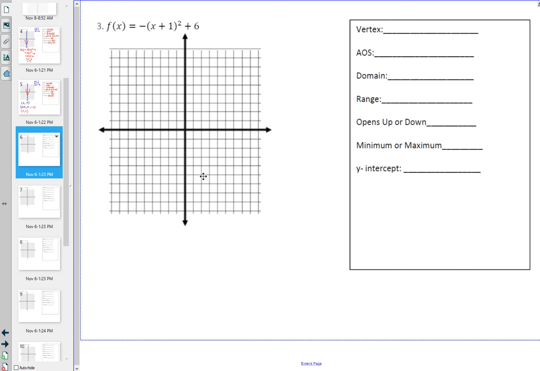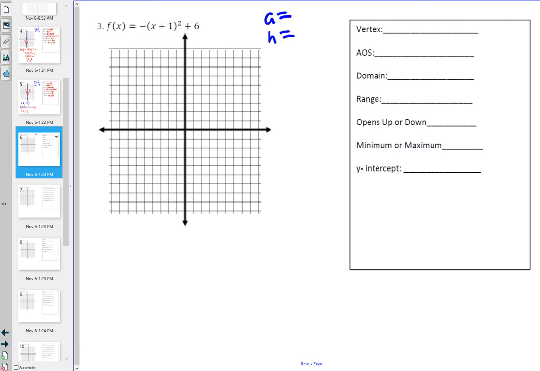What form is this in? Vertex form, sure. I see the parentheses. Yay, parentheses are back again. So I can identify A, H, and K. What's A gonna be here? -1. What's H gonna be here? Also -1. Remember to change the sign. What's K? 6.